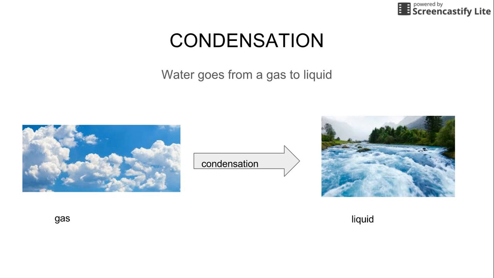Water can also do something interesting called condensation. That's when water goes from a gas to a liquid. So here we see the cloud gas. It condenses and becomes liquid. That's the process of rain for us here on Earth.